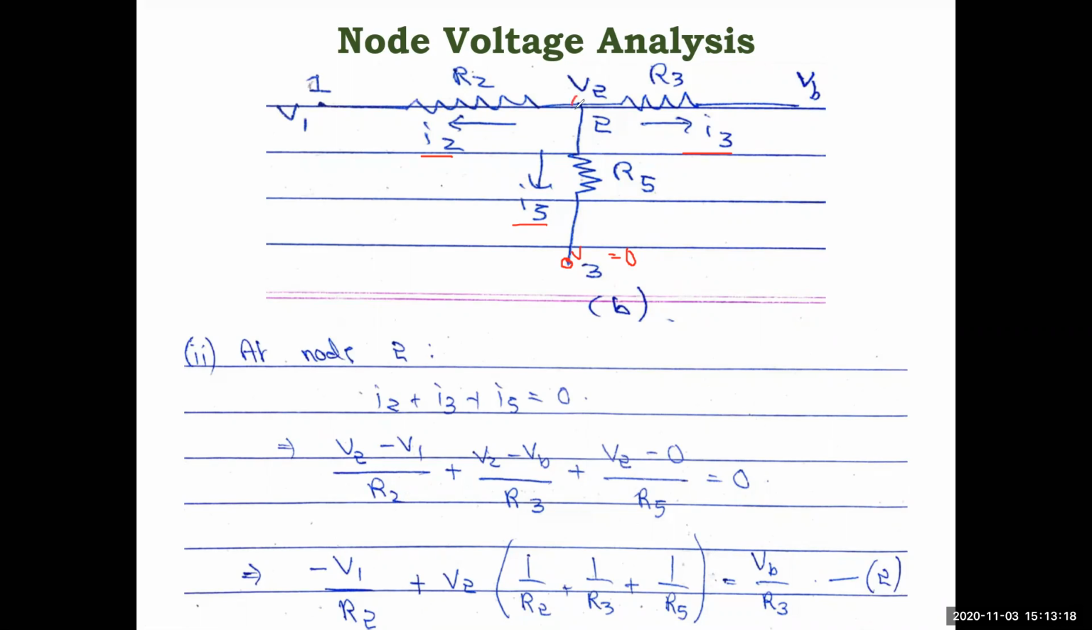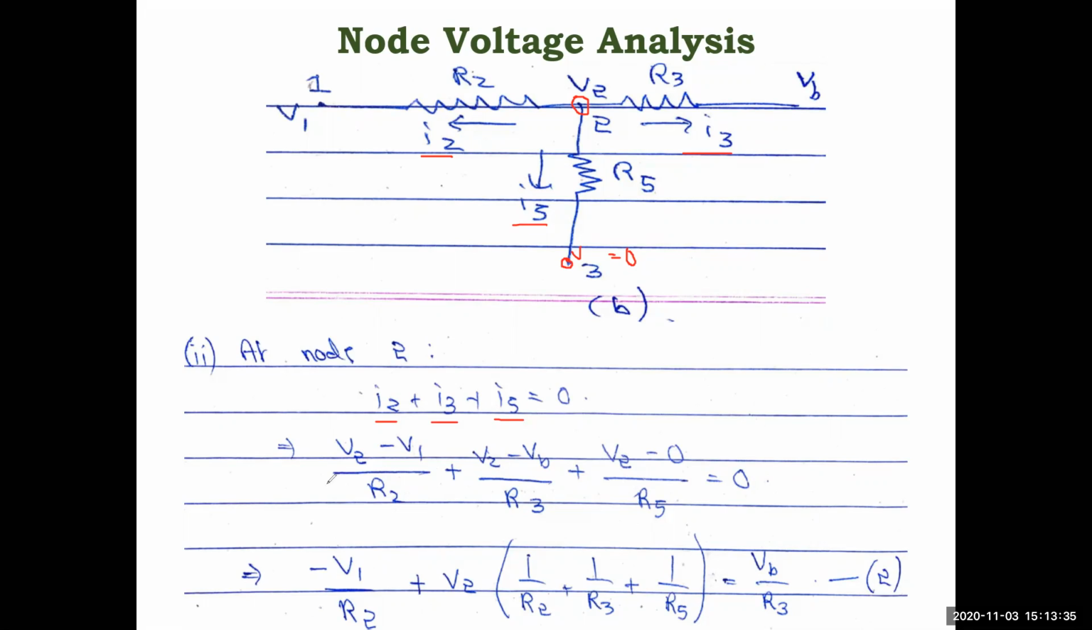Here also you have to write the equation. Now V2 is the self node, and between V2 and V1 you have R2. If you apply the KCL here, again all the currents are leaving the node. That is the assumption we have taken, right? I2 plus I3 plus I5 is equal to 0.